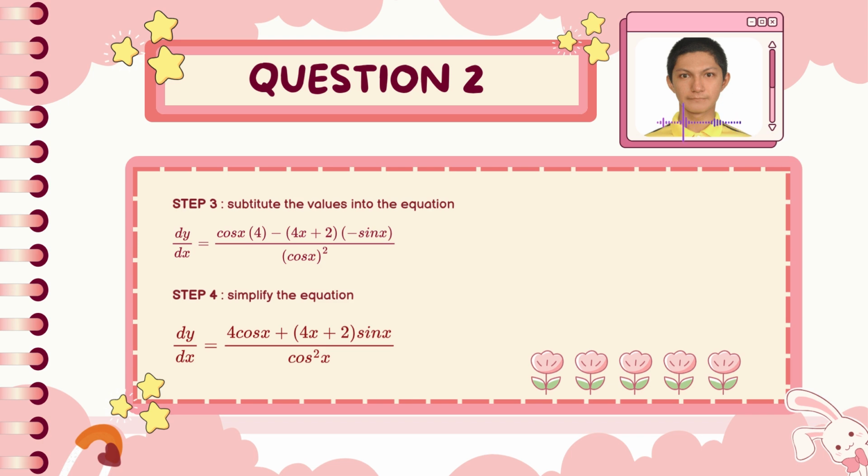After each value is differentiated, we can now substitute the value into the formula, which resulted in an equation of dy dx equal to cos x times 4 minus 4x plus 2 times negative sin x divided by cos squared x. Finally, we can simplify the equation, which will get us the final answer of dy dx equal to 4 cos x plus 4x plus 2 times sin x divided by cos squared x.